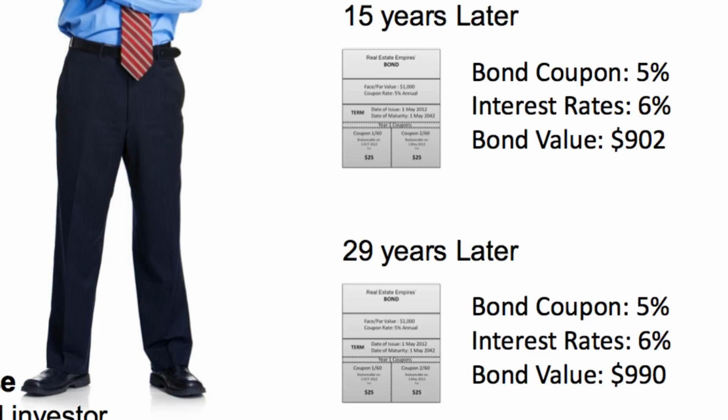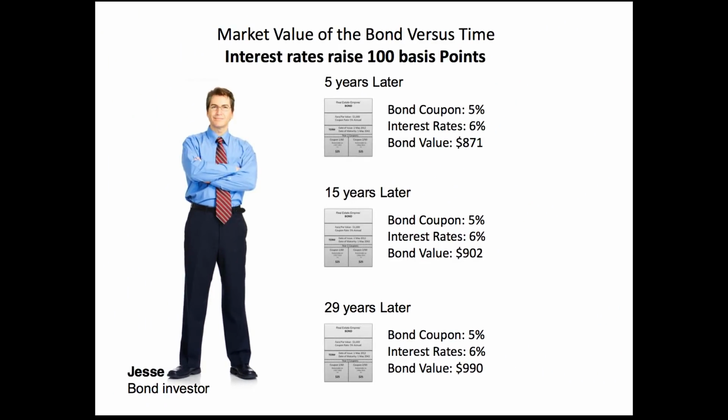And let's look at what would happen if those interest rates stayed exactly the same. So his coupon is never going to change. That's the 5%, and interest rates are at 6%. Okay, we're going to assume the interest rates didn't change. They're still at 6%. But look at his bond value. It's $990 now.